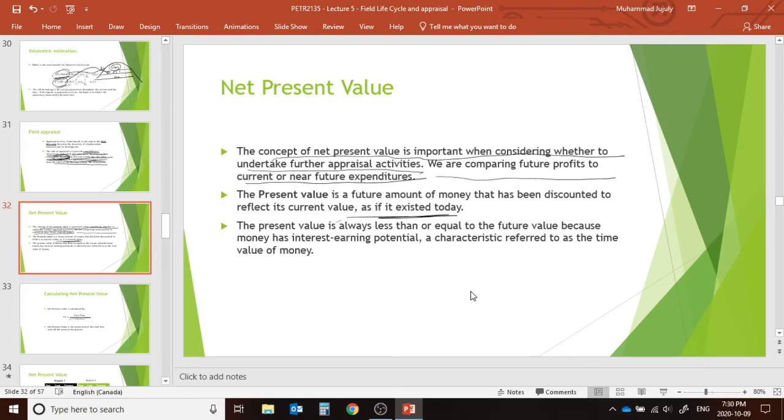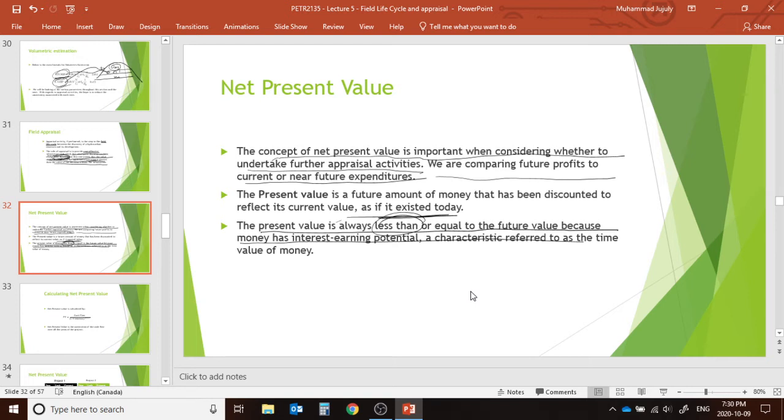So the NPV, or net present value, is always less than or equal to the future value, mostly always less. In rare cases the future value is equal, if it is a very short span of timeline, or if the economy is really stable, but it's not, because money has interest earning potential. So what is actually the NPV? Let me give you a short example.